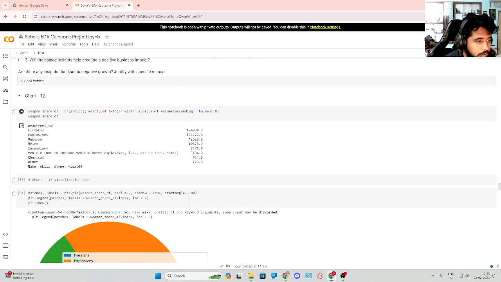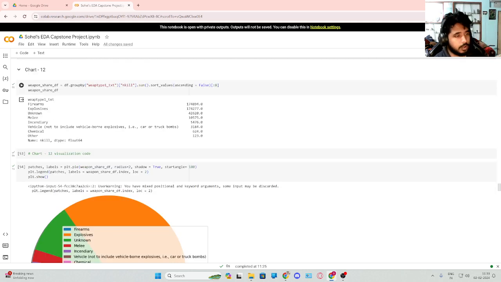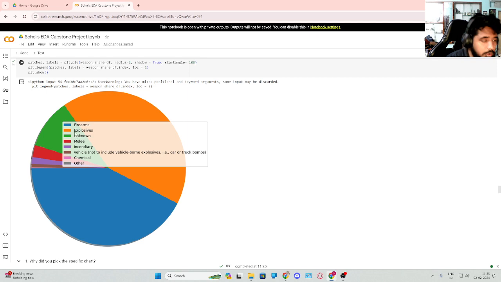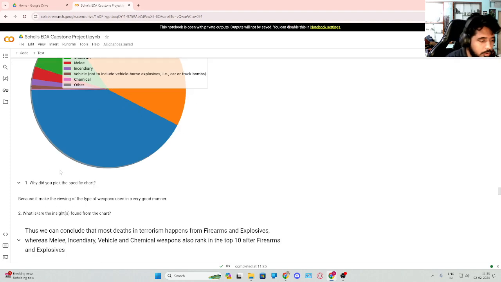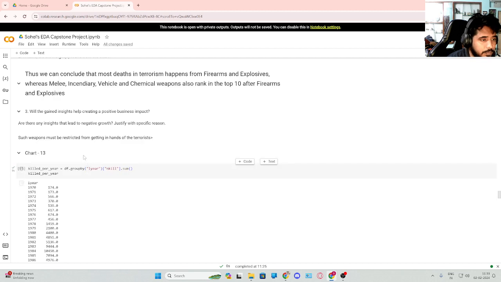Now weapons here, what kind of weapon is used? So we are using the column weaptype1_txt, and for that nkill.sum. So we can see that firearms have the most share, then explosives, then unknown, then melee weapons. These kinds of weapons are used. Thus we can conclude that most deaths in terrorism happen from firearms, explosives or melee. Incendiary, vehicle and chemical weapons also rank in the top 10 after firearms and explosives.